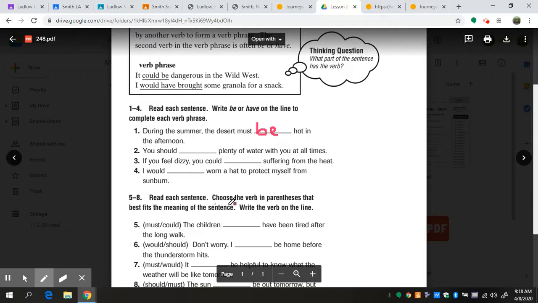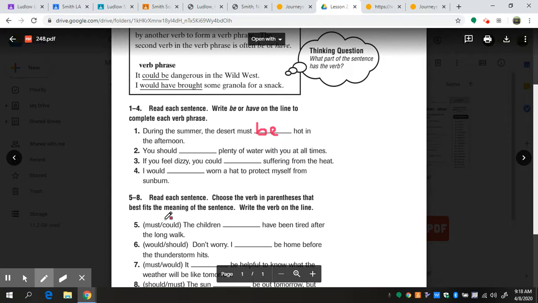And for number 5, read each sentence, choose the verb in parentheses that best fits the meaning of the sentence. Write the verb on the line. If you don't want to write it on the line, that's okay. You can just circle it. The children blank have been tired after the long walk. The children must have been tired after the long walk, or the children could have been tired after the long walk. Now, both of them sound pretty good, right?